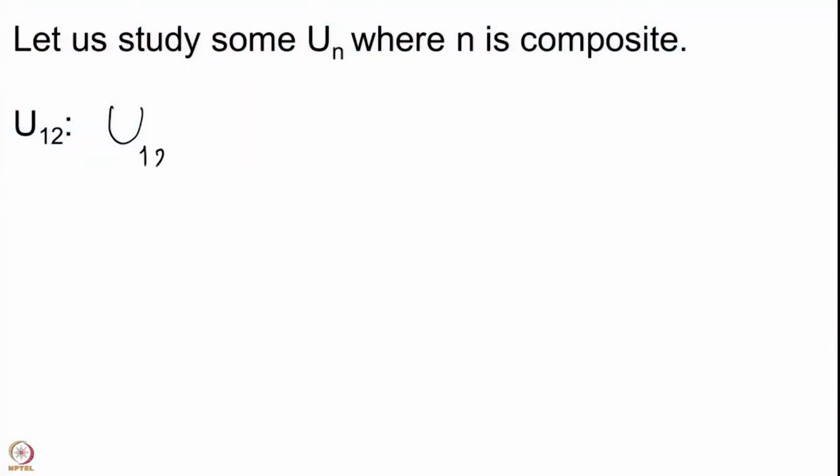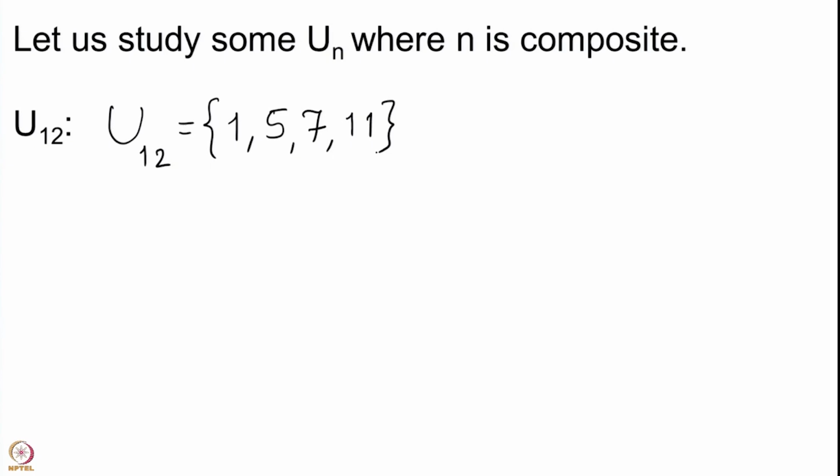Just as a curiosity, let us also look at U12. U12 has number of elements, so 1, 2 will not come, 3 will not come, 4 will not come, but 5 comes, 6 will not come, and then 7 comes, 8, 9, 10, these 3 will not come. So, next one is 11 and of course 12 will not come.